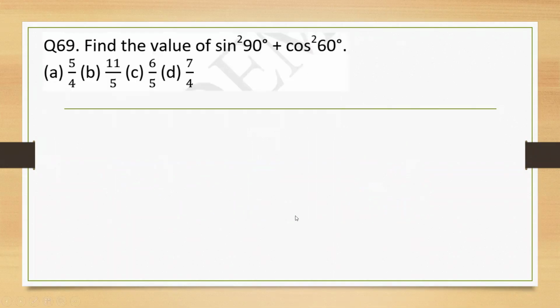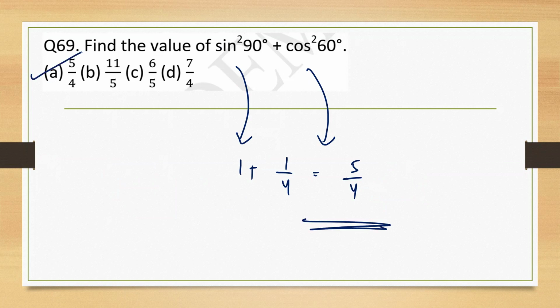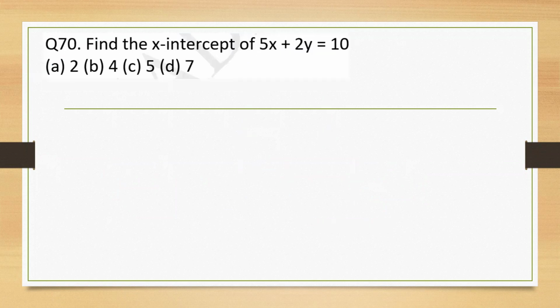That's an easy one. Find the value of sine square 90 plus cos square 60. Sine 90 is 1. Cos 60 is 1 by 2. Whole square is 1 by 4. So it's going to be 5 by 4. Find x-intercept. If you want x-intercept, put y equal to 0. 5x equal to 10 means x is equal to 2. So you can say x is equal to 2 here.